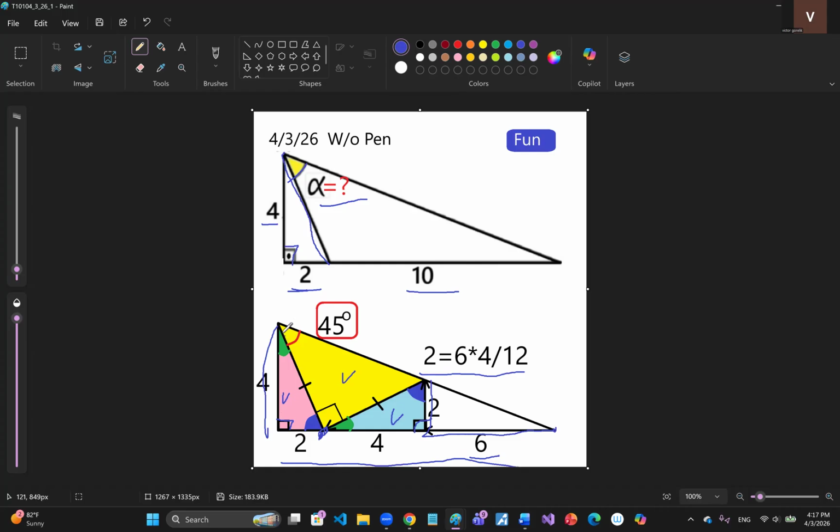So the yellow triangle is isosceles and it is right angled because yellow angle plus green angle are equal to 90 degrees. So yellow angle is 180 minus 90 or 90 degrees. So the other two angles are equal by 45 degrees.